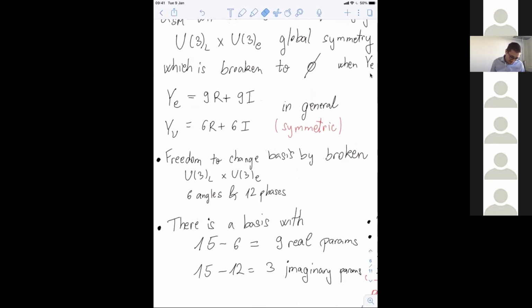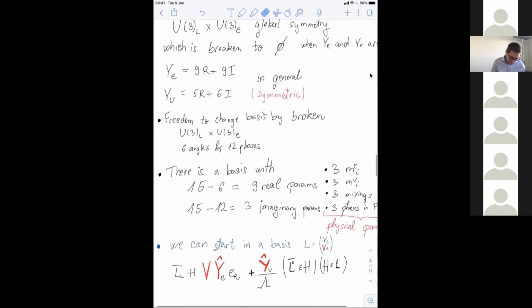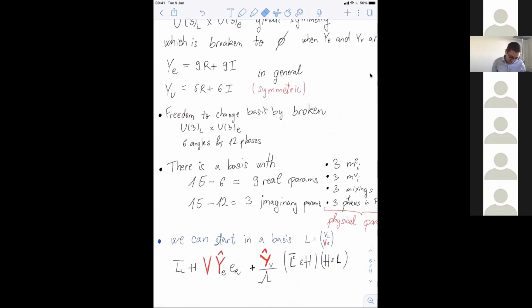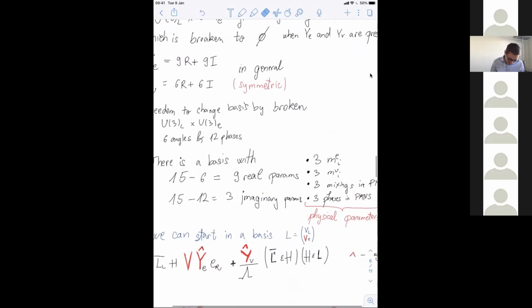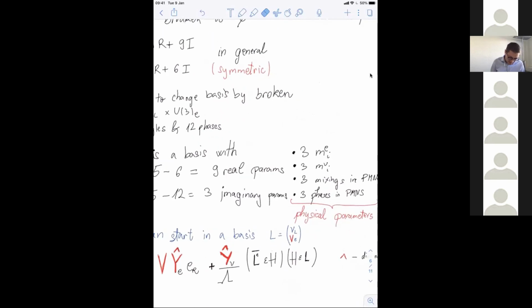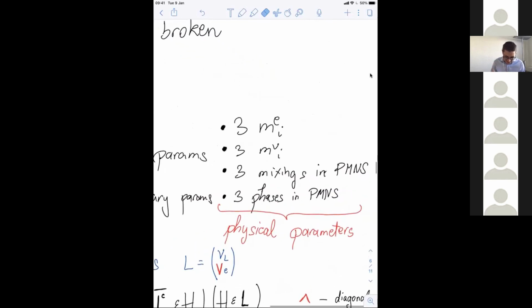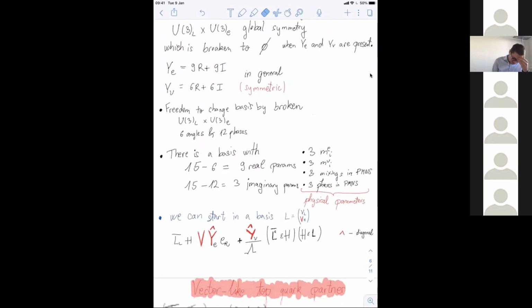So how many parameters do we have in a general basis? We have 9 real and 9 imaginary for the electron Yukawa. For the neutrino Yukawa, because it's a symmetric matrix, we have 6 real and 6 imaginary. And you can do, again, this trick. You can take the difference between the parameters in the general basis minus the number of broken generators. If you do this, you will see that you have 9 real parameters and 3 imaginary parameters. So these are 6 masses, 3 mixing angles, and 3 phases.